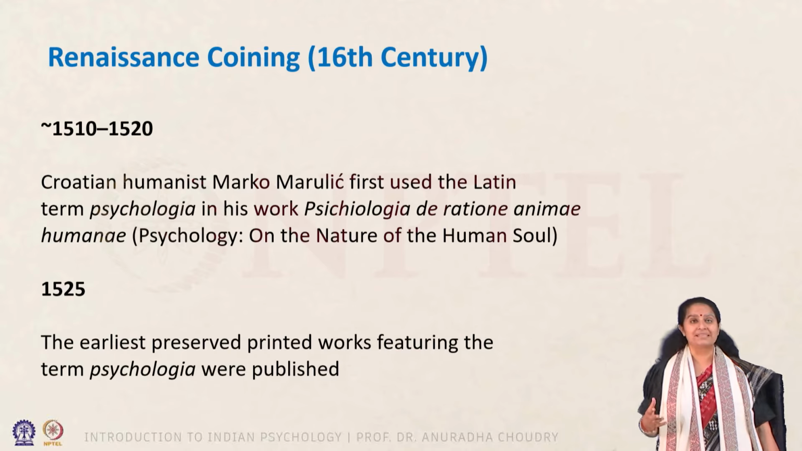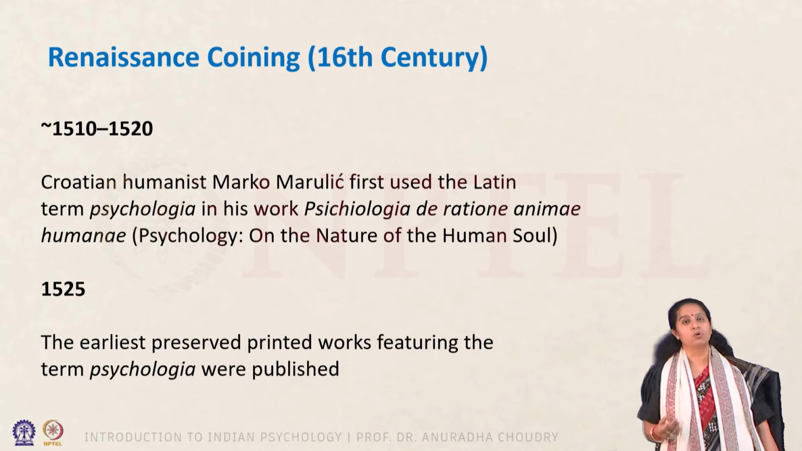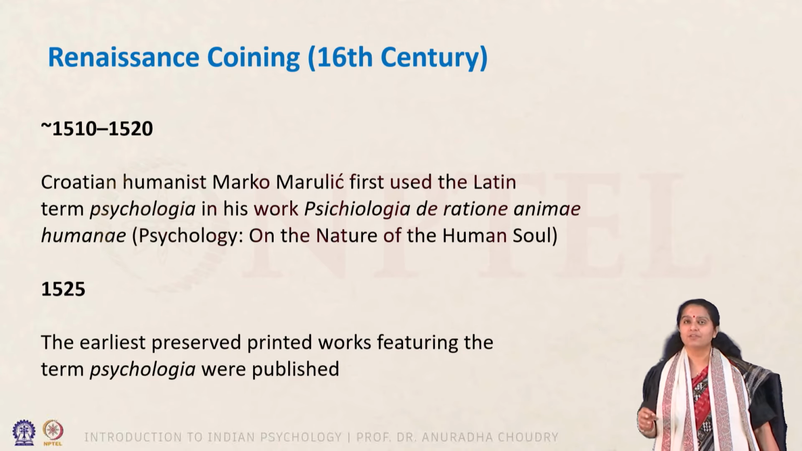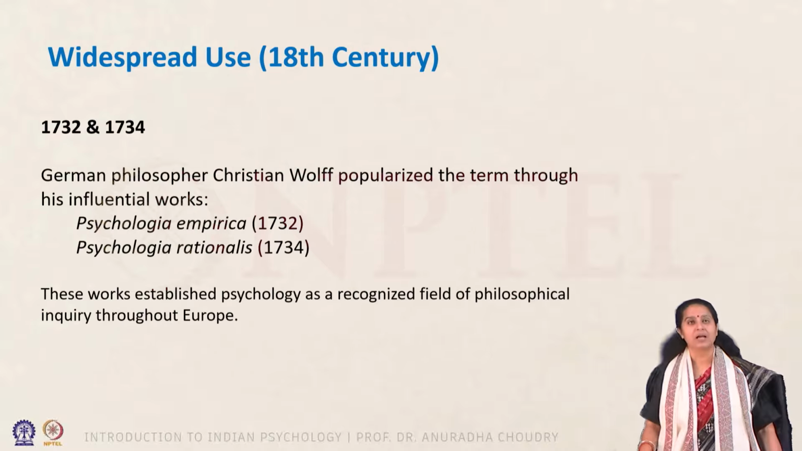In the Renaissance in the 16th century, the Croatian humanist Marko Marulic first used the Latin term psychologia in his work Psichologia de Ratione Animae Humanae, Psychology on the Nature of the Human Soul. And we see from there on that the word psychology starts gaining currency. So we have the earliest preserved printed works featuring the term Psychologia published. Then in the 18th century, it suddenly became very popular.